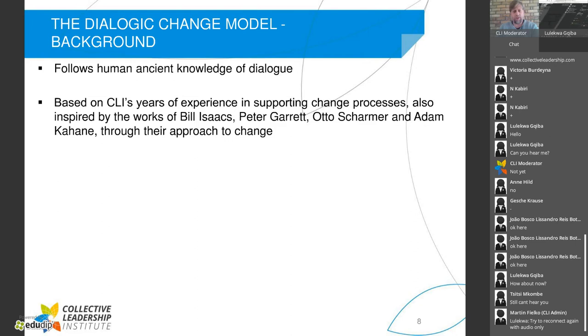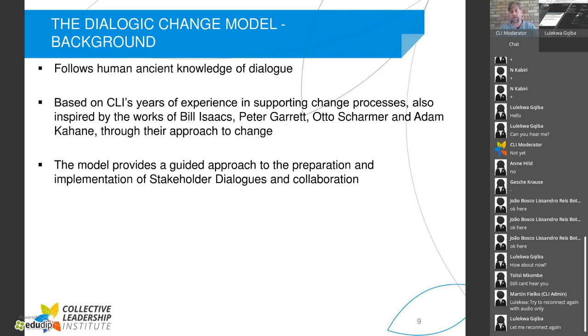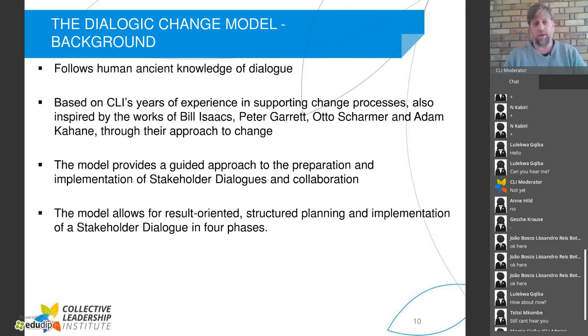The dialogic change model is based on many years of the Collective Leadership Institute's experience in working on change processes, and also inspired by the works of several other thinkers such as Bill Isaacs and Peter Garrett, Otto Scharmer and Adam Kahane, through their approach to change. The model provides a guided approach to preparation and implementation of stakeholder dialogues and collaboration. It also allows for a result-oriented and structured planning and implementation of a stakeholder dialogue in four phases. And I'm going to touch on those four phases today on my own.